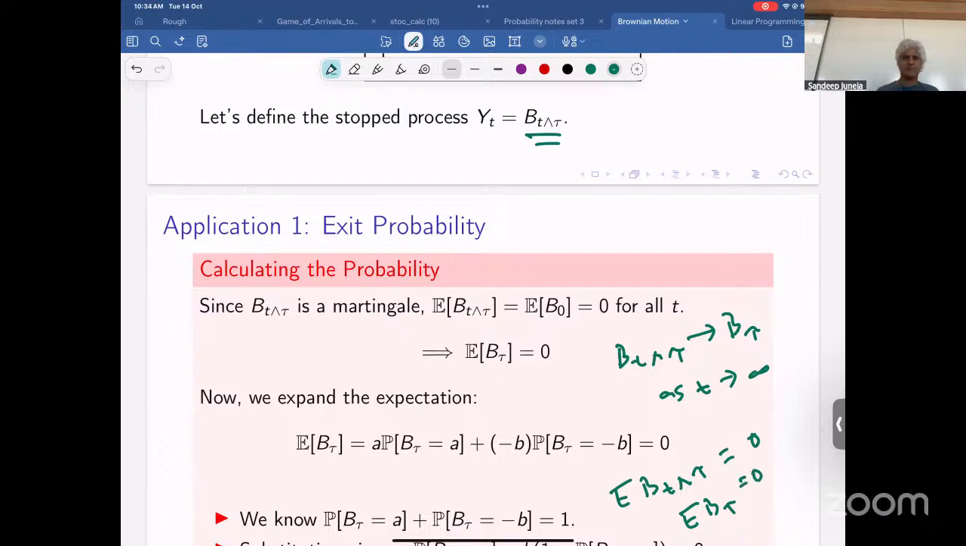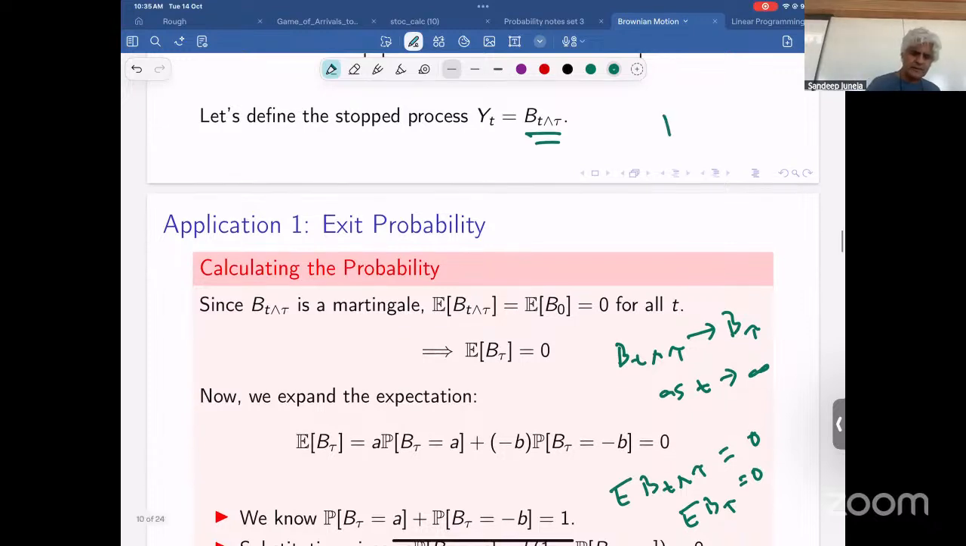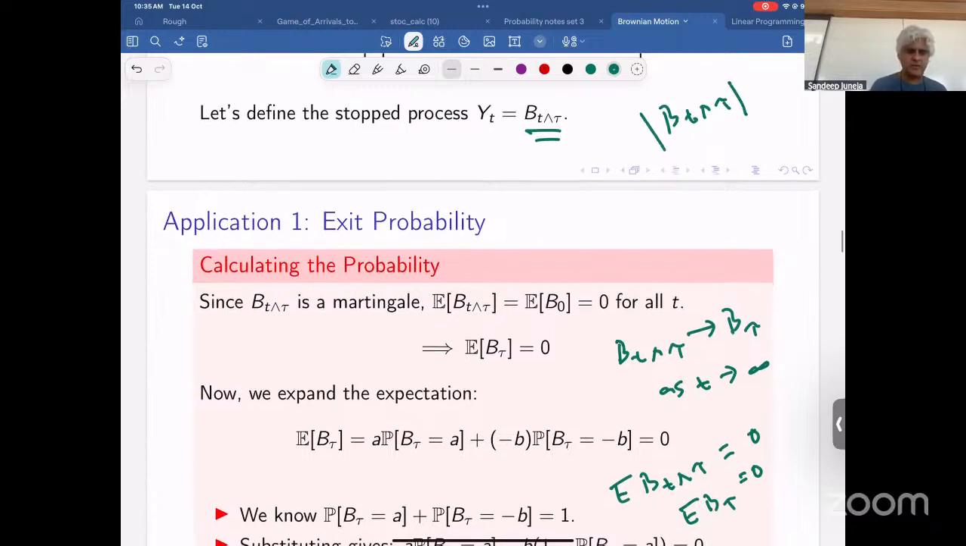I think the modulus is fine. Expectation of the modulus, yeah. Right, DCT. See, B of t min tau is what I'm saying is bounded. Yeah, that we have to do.